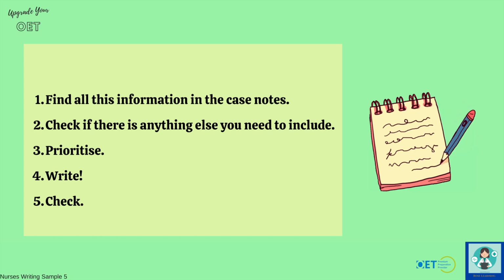Then prioritize what's the most important thing that Miss Gold will need to know. Put that first. There's no need to write about his entire background. Make sure the important information comes first. Then you write your letter and don't forget to leave yourself time to check it through for anything you've left out, any errors, anything like that. So check your letter as well.